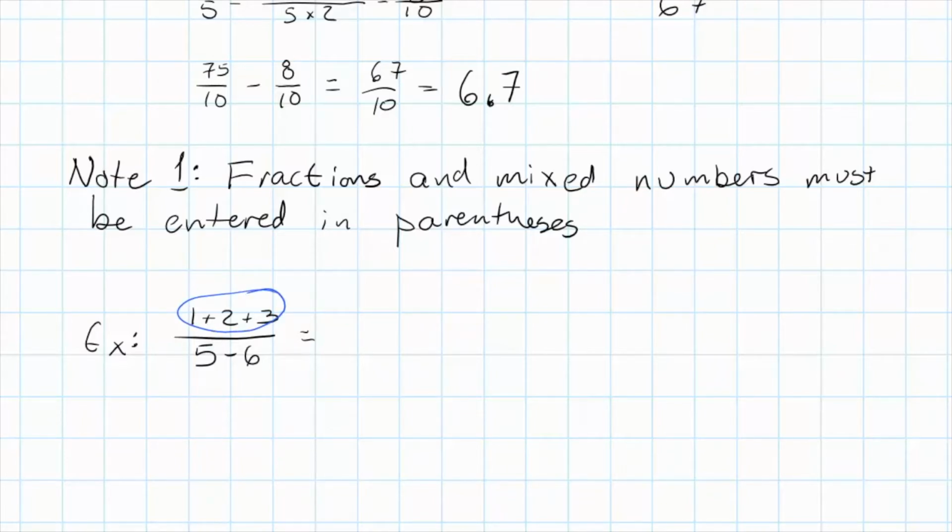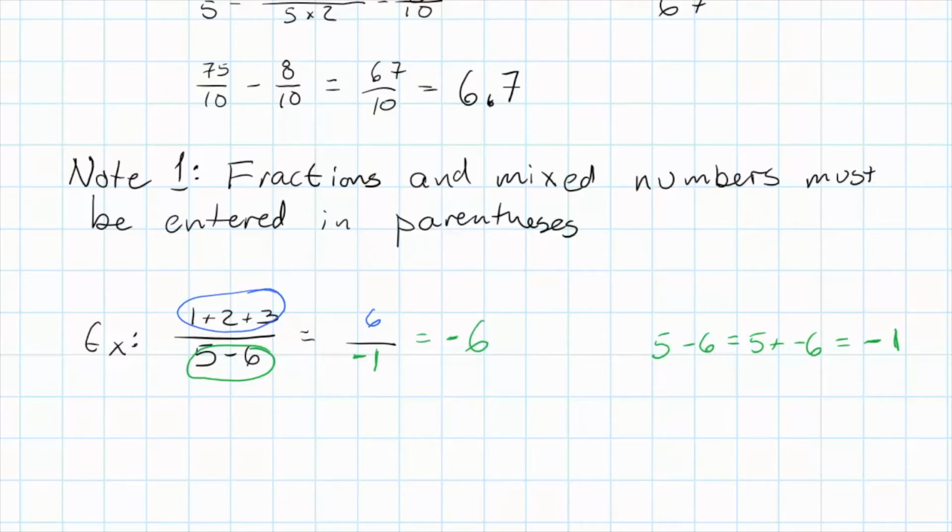Now 1 plus 2 plus 3, 1 plus 2 is 3 plus 3 is 6. In the denominator, 5 minus 6, that's 5 plus negative 6. 6 is bigger, so it's negative. Opposite sign, so subtract, negative 1. I have 6 over negative 1. That's going to be negative 6.